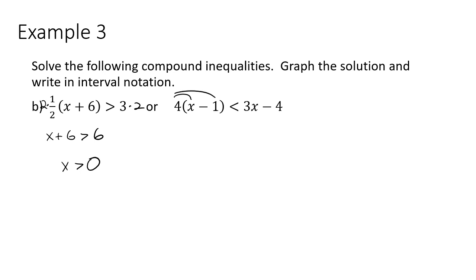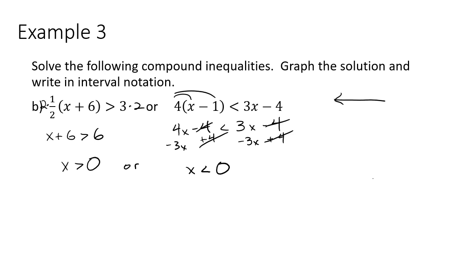For the one on the right, I could divide the 4 away, but that would make things a little bit messy. So instead, I'm going to go ahead and just distribute it through to get 4x minus 4 is less than 3x minus 4. If I add 4 to both sides, those minus 4's basically cancel each other out. And then if I subtract 3x from both sides, I'm going to get x less than 0. All right, so we've got x greater than 0 or x less than 0.